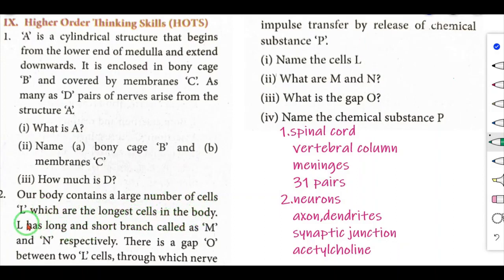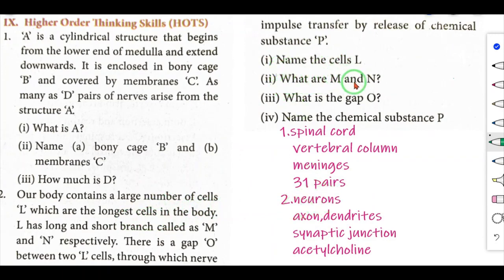Then number 2: Our body contains a large number of cells L, which are the longest cells in the body. L has a long and a short branch called M and N respectively. There is a gap O between two L cells through which the nerve impulse is transferred by release of chemical substance P. Now, number 1, name the cells L. L are the longest cells in the body, so they are neurons.